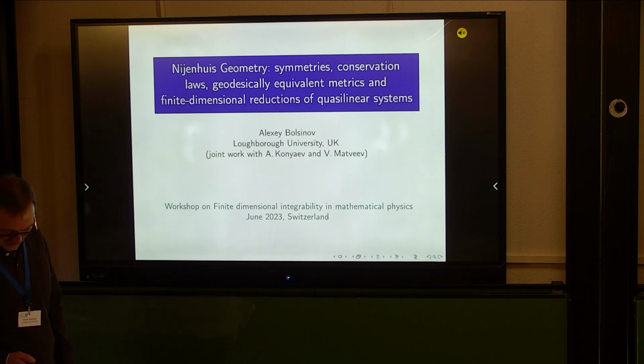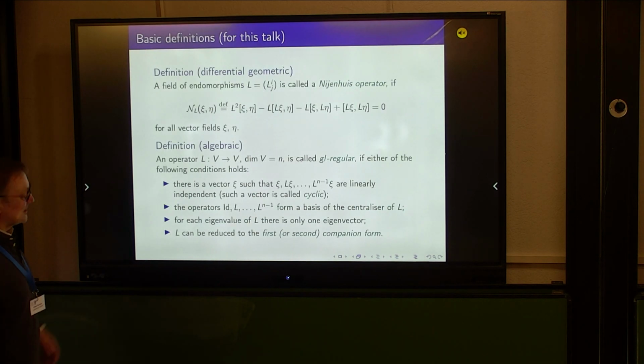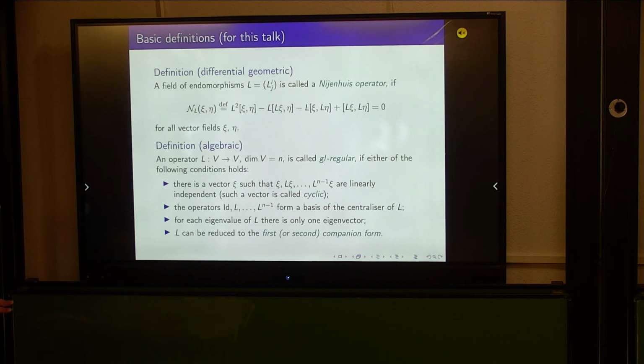I will start with very basic definitions. The first definition is, of course, the definition of a Nijenhuis operator, the main subject in this area. This is a field of endomorphisms. You can think of it as a tensor field of type (1,1). It's given by just a matrix in local coordinates, and this matrix is not a form but a linear operator. This linear operator must satisfy one additional condition.